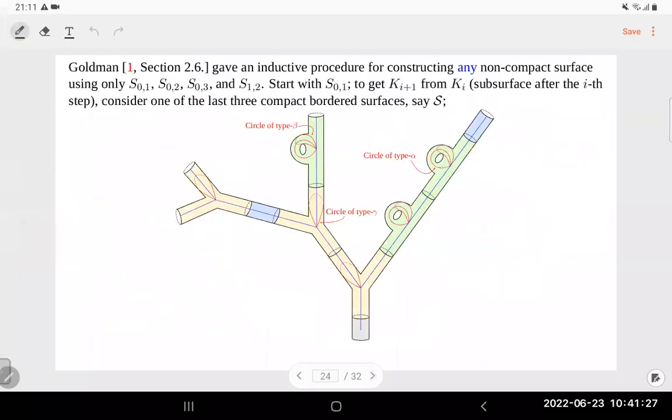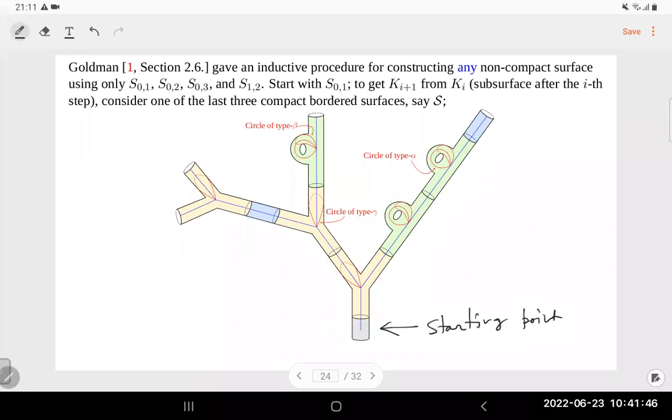All right, so here is the Goldman idea. Goldman started with an inductive procedure. Start with a disk. This is the starting point. This is the first and the last time we are using a disk. We won't use this after this.